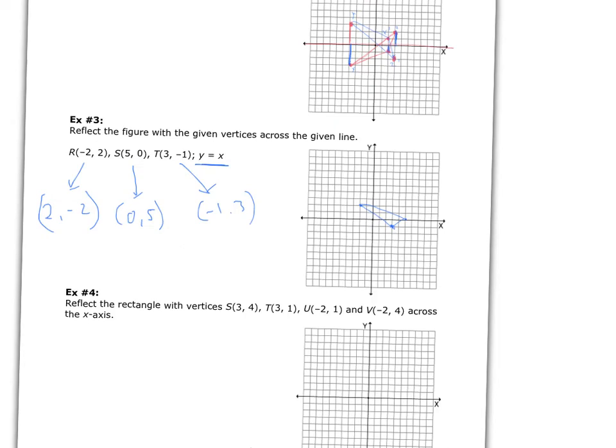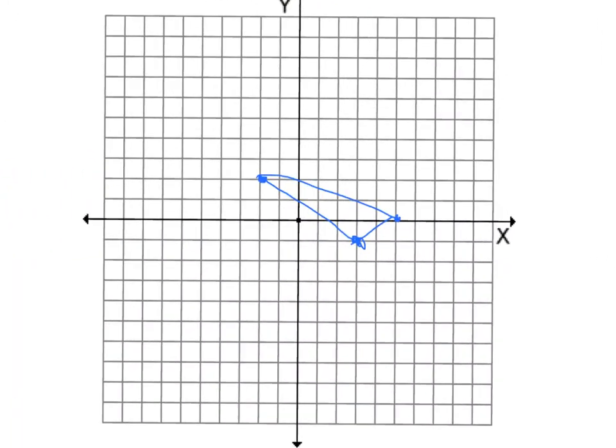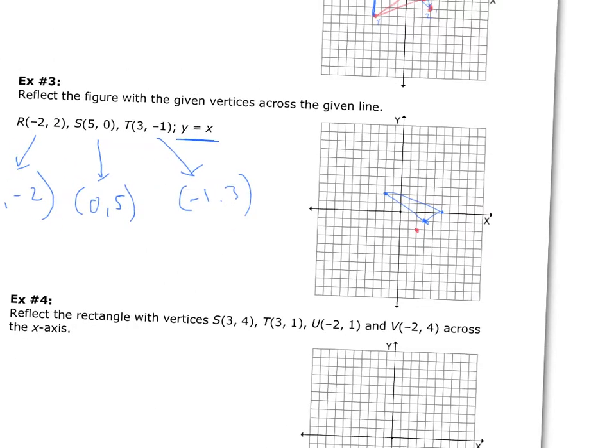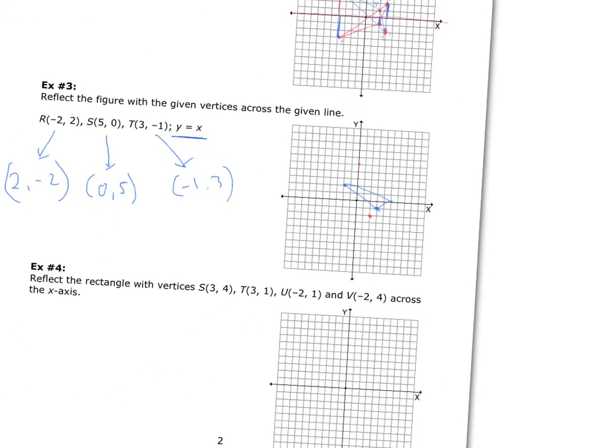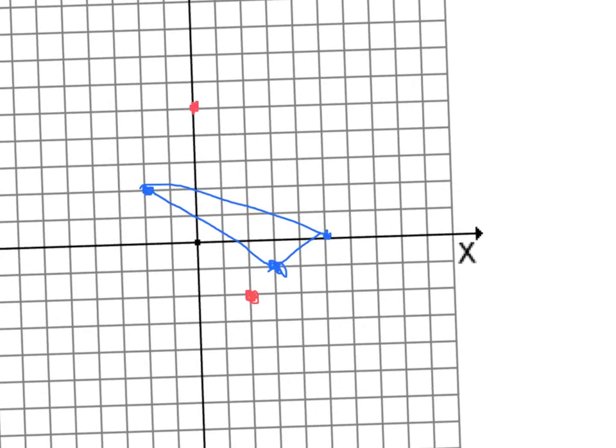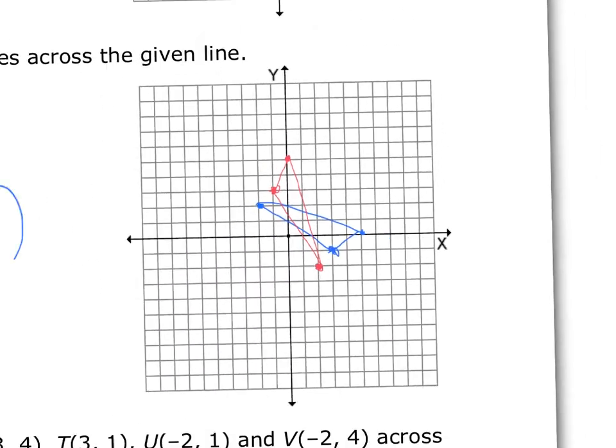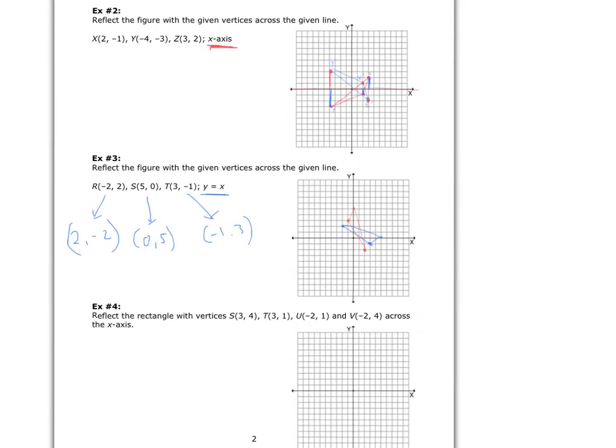Okay, so let's go ahead and try these points here. We have 2, negative 2. 2, negative 2 I have here in red. Our second point, we have 0, 5. 1, 2, 3, 4, 5. And lastly, we have negative 1, 3. Okay, so there's our 3 reflected points, and of course our last step is to go ahead and attach those. Okay, so there's our points that are reflected, and there is your reflected triangle.